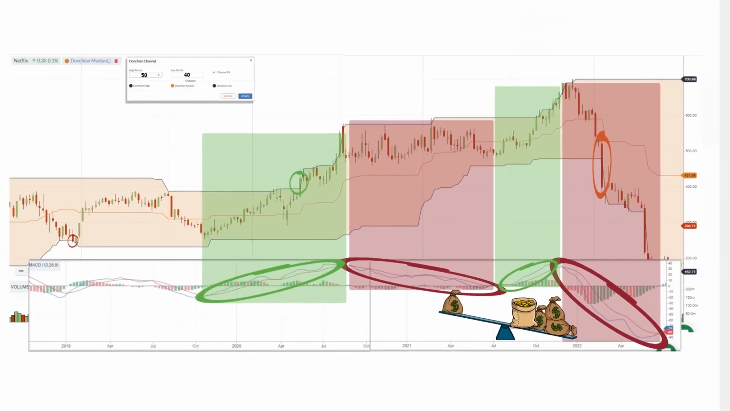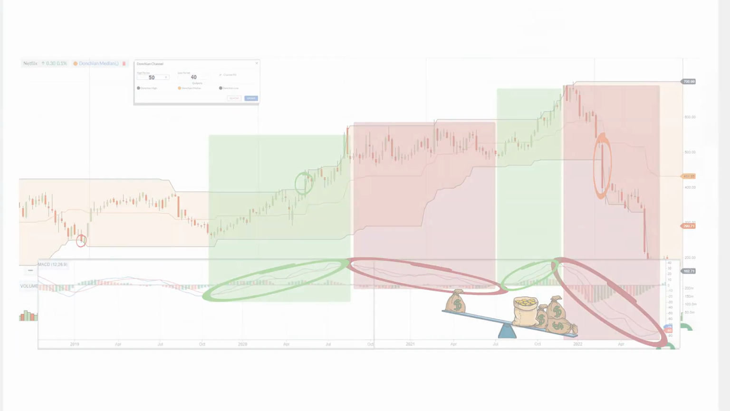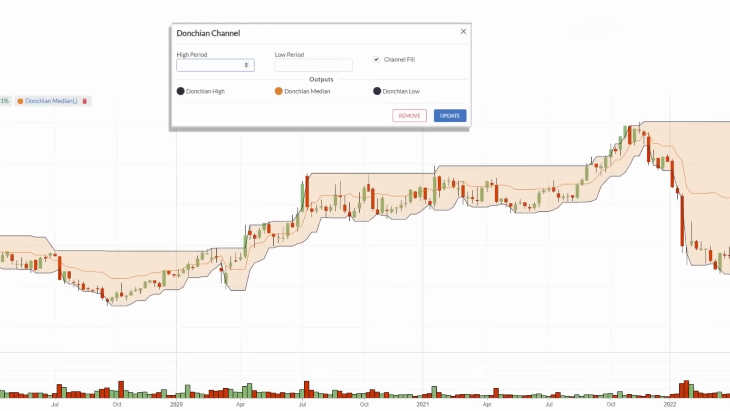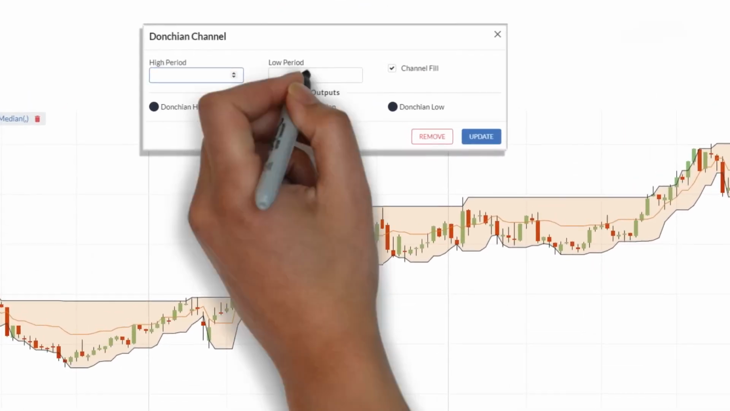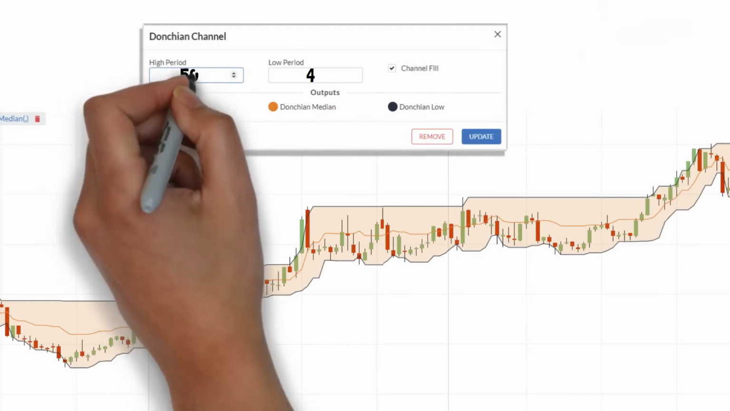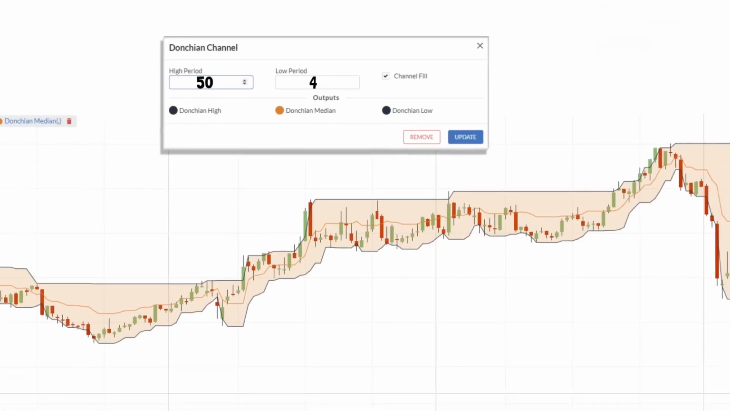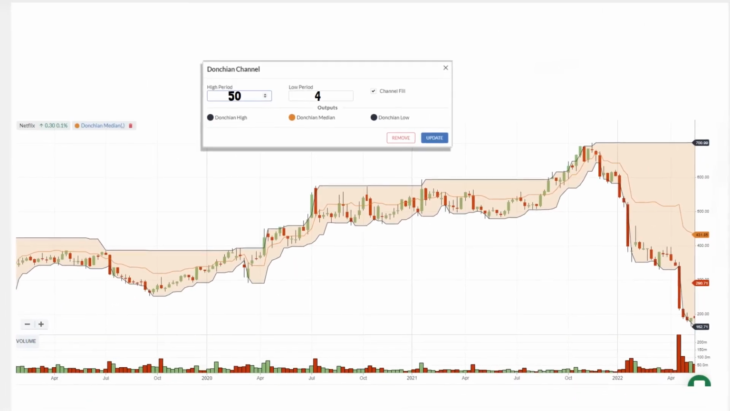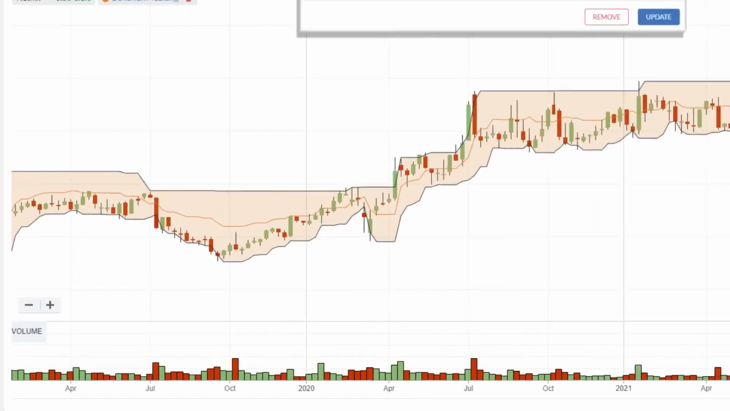The beauty of the Donchian strategy is that it can be tailored to match the trader's preference. For example, if we look again at the Netflix chart, but this time change the lower band to 4 weeks instead of 40, whilst keeping the upper band at 50 weeks, the channel, as we can see, becomes tighter. We now revisit the entries and exits.